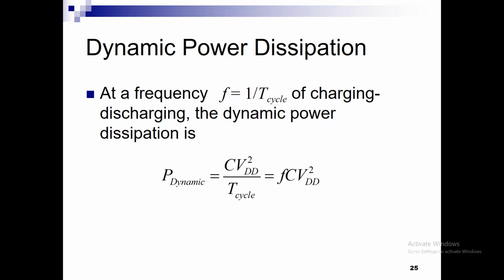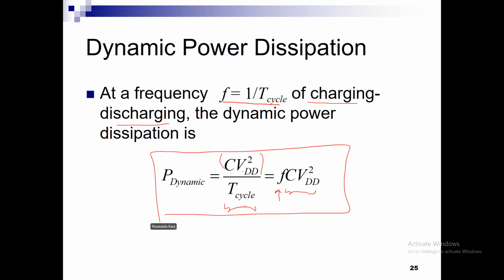So the power is going to be dependent on the frequency of switching, and therefore, if the frequency equals 1 over T, the frequency of charging and discharging, the dynamic power dissipation is CVDD squared, which is the energy over the cycle. So it is equal to F times CVDD squared. And this equation is very, very important.